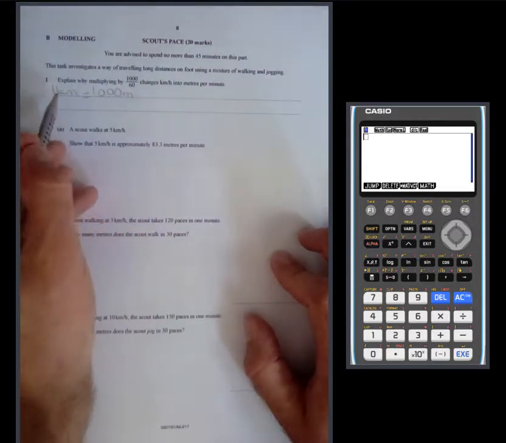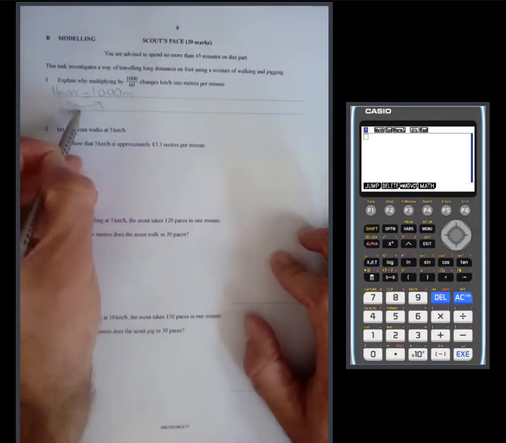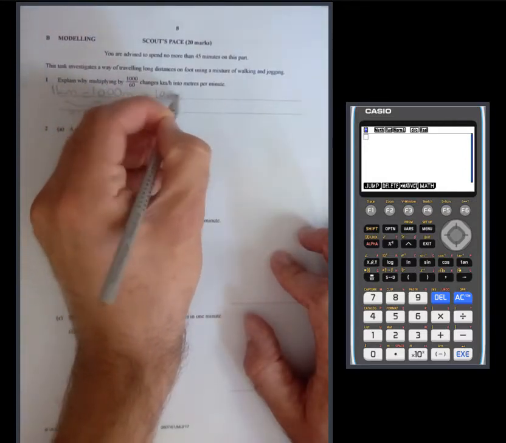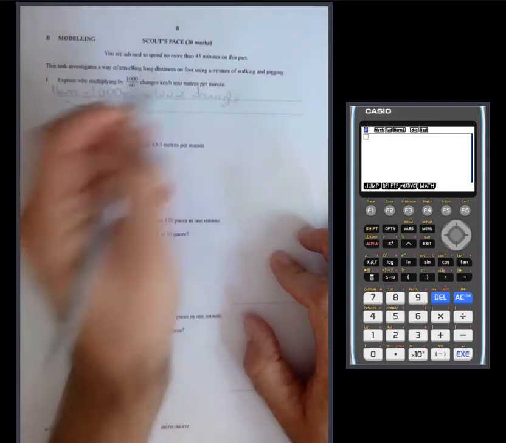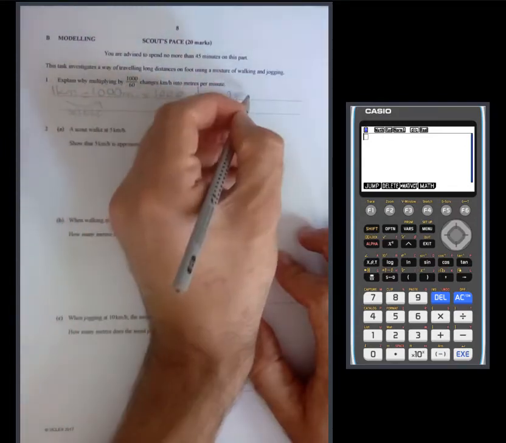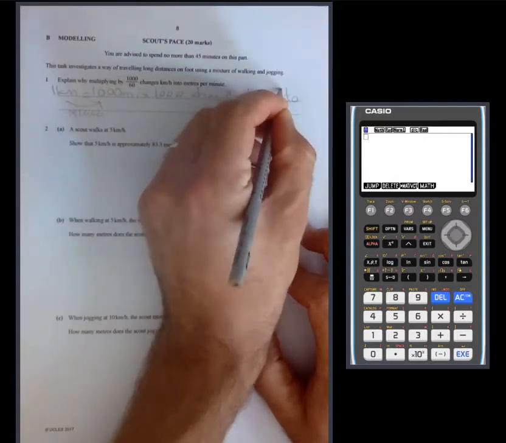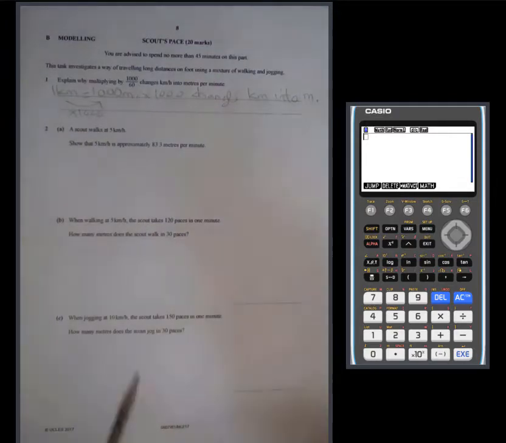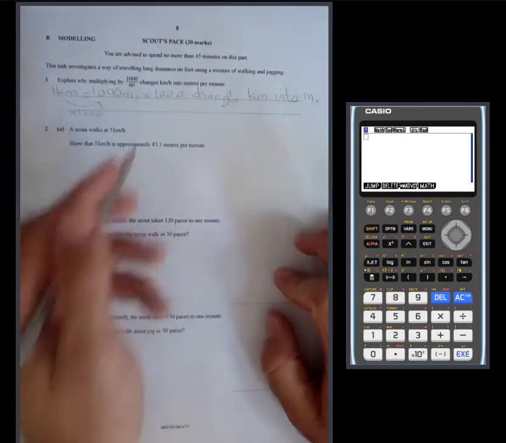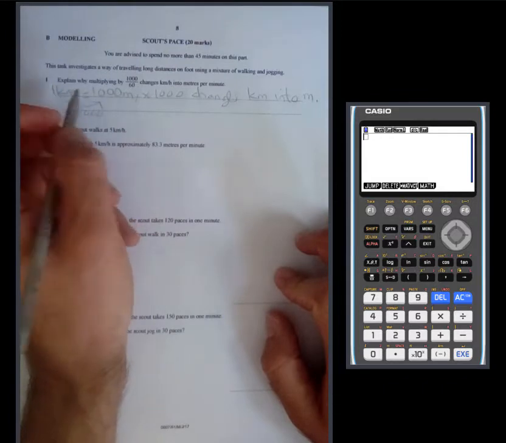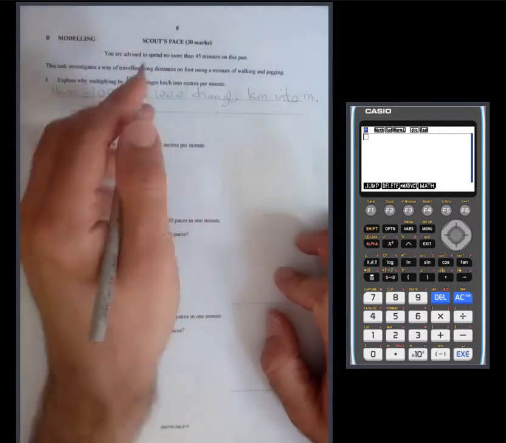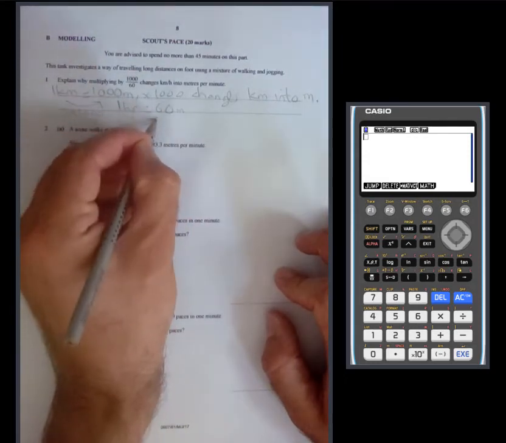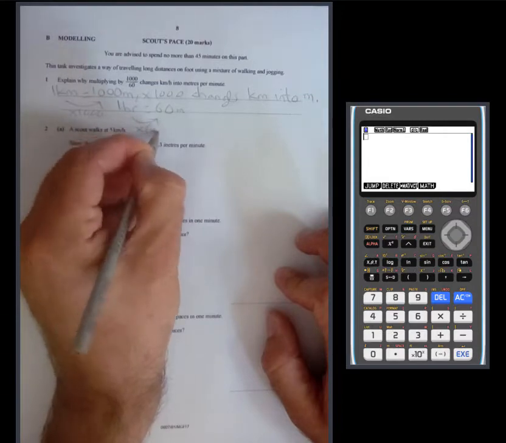So basically, if I times by 1000, that changes kilometers into meters. So that's the first bit. And then the 60 is to do with hours and minutes. So you know that 1 hour, and we're looking at kilometers an hour to meters per minute, 1 hour equals 60 minutes. So basically, to turn hours into minutes, I times by 60, right?